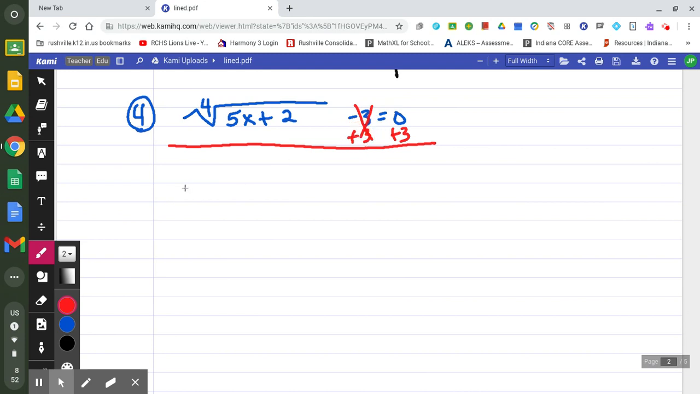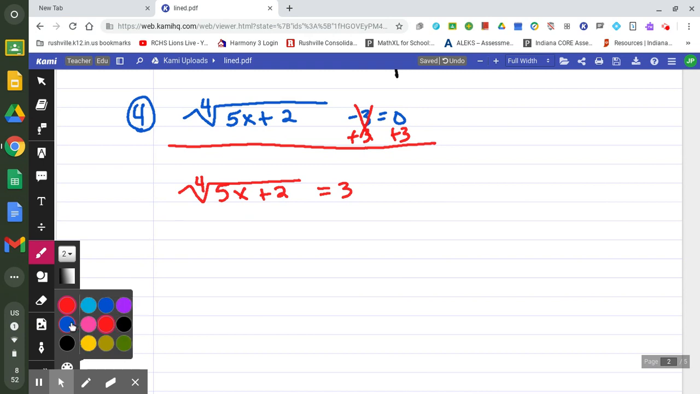So now I have, and make sure when you rewrite this that you put the correct number in the index right there. So the fourth root of 5x plus 2 equals 3. Now that my radical is isolated, instead of squaring, I am going to raise this to the fourth power because I need to get rid of the fourth root. So if I raise that to the fourth power on the left side of the equal sign, I have to do that on the right side of the equal sign also.